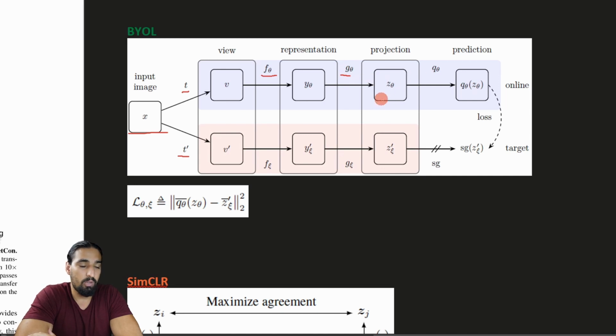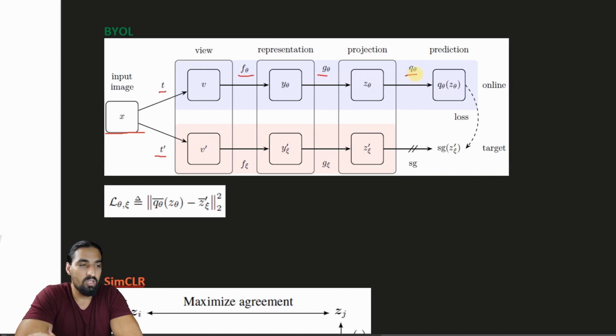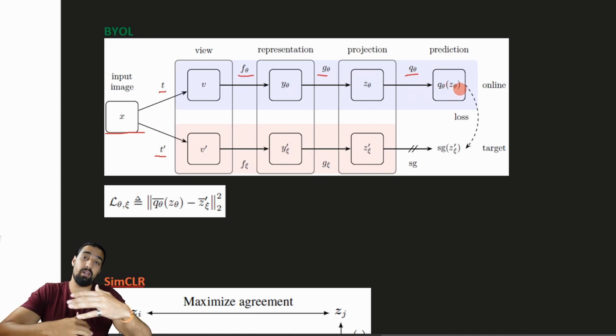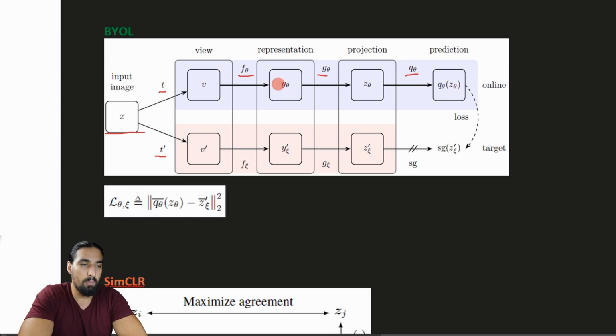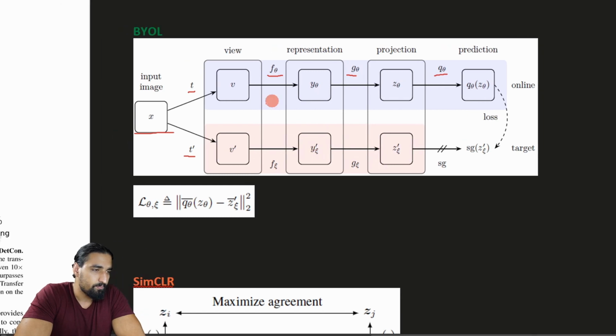You get this projection representation, and then they additionally apply this extra MLP, which actually was one of the important ingredients to avoid the collapse. So this asymmetry between the upper branch and the lower branch was an important piece of information in BYOL.